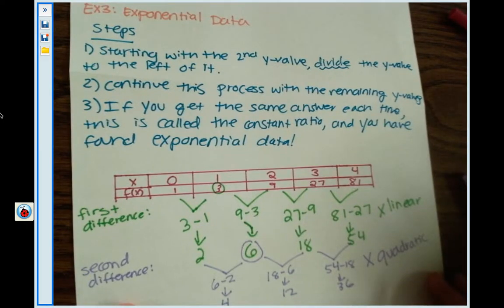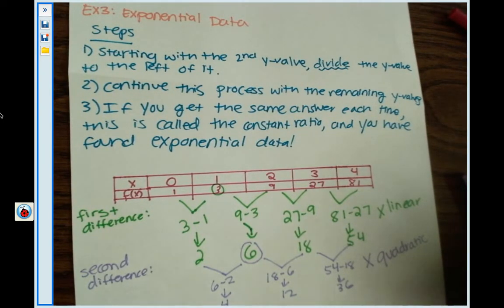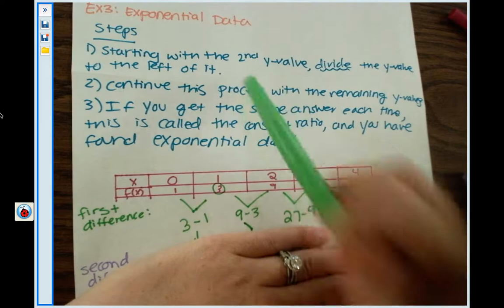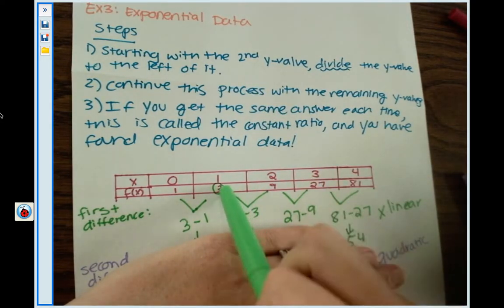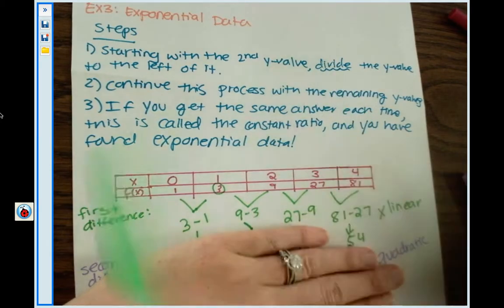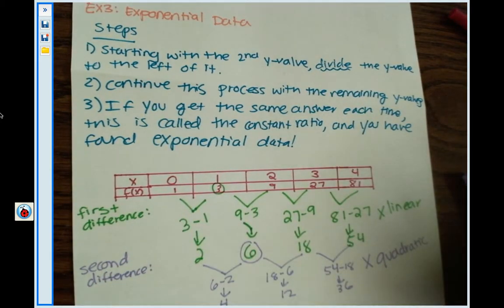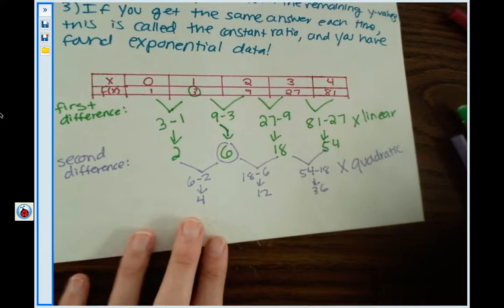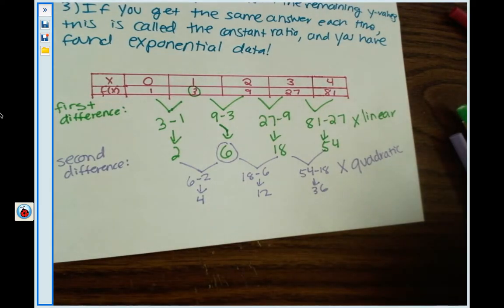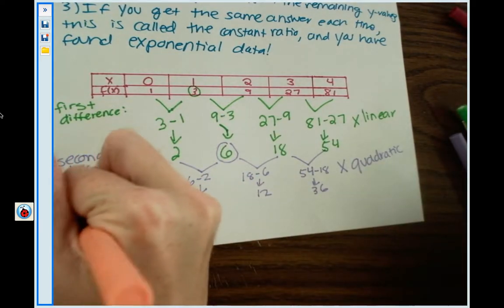So if that happens, now we're going to do kind of the same thing we did with the first difference test, except we're going to be dividing instead of subtracting. So we still start with the second y value to the left of our graph, but instead of subtracting, we're going to divide by the y value to the left of it. And then we'll continue this with all the y values. So let's try our constant ratio test, which I'll explain why it's called a constant ratio test.